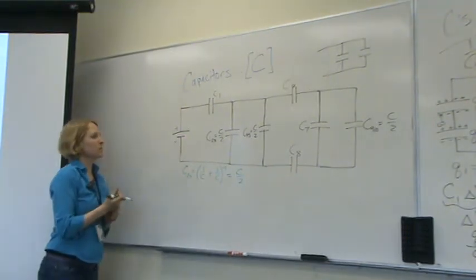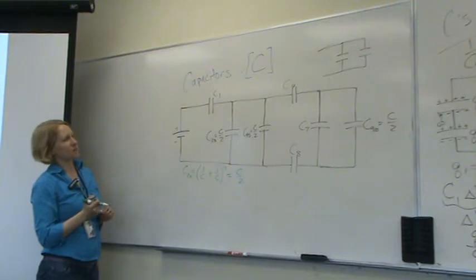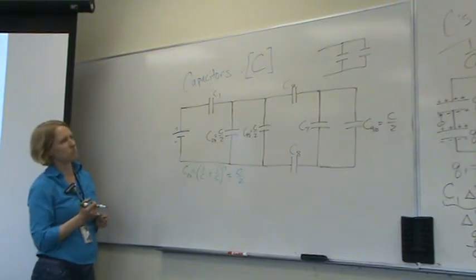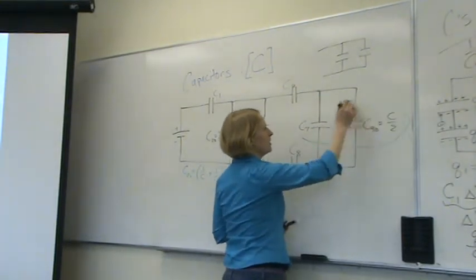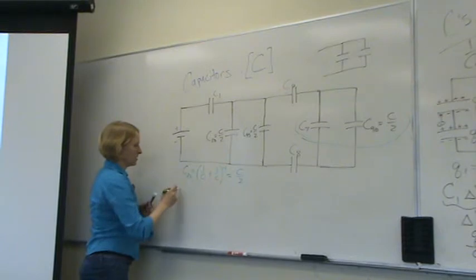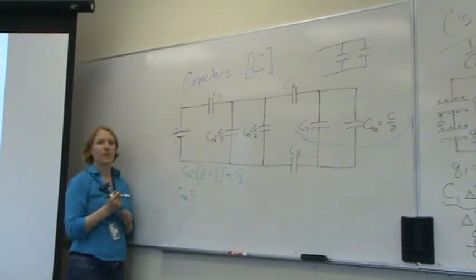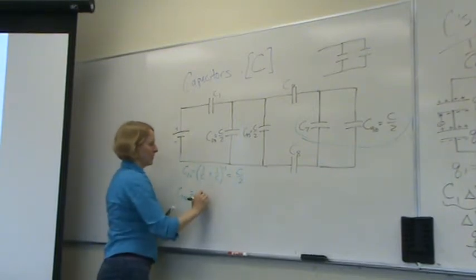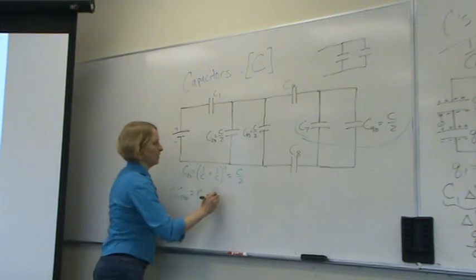Okay, now what's the next smallest grouping? 7 and 9, 10. So these guys are in parallel. All right, so how are we going to find C7,9,10? C plus C. All right, yep. Everybody else see that? Okay.